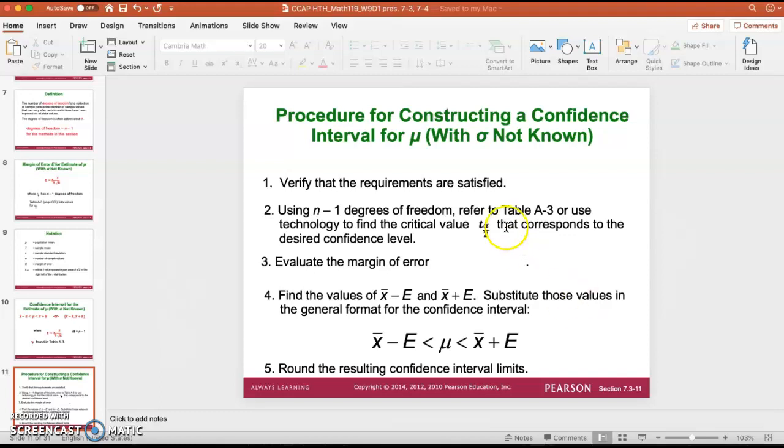So the general procedure is just verifying that our requirements are satisfied. So again, knowing that we're dealing with a simple random sample, and that we have a sample size greater than 30 or a population that is normally distributed. Using n minus 1 degrees of freedom, we'll use Table A-3, the t table, to find our critical value for whatever confidence level we're dealing with. Find our margin of error, plug everything in to figure out the actual numbers for our confidence interval, and then round as needed and interpret the confidence interval.